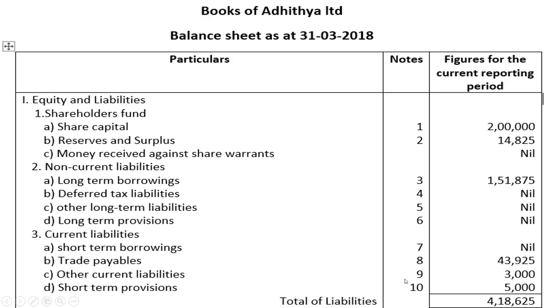Trade payables, note number 8, that is 43,925. And other current liabilities, note number 9, where we did the calculation, that is 3,000. And short term provision, calculated in note number 10, that is 5,000. The total is 4,18,625. It is called the total of liabilities.